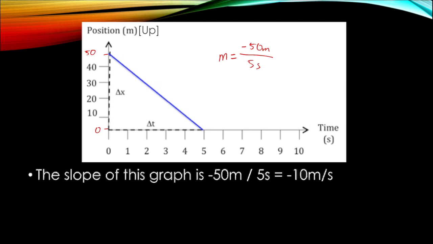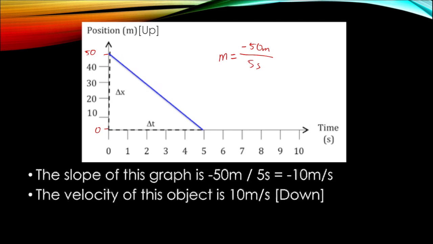Therefore, the speed of this object is minus 10 meters per second. Remember, a velocity is a vector, so we need a direction. So the velocity of this object is minus 10 meters per second up. Or, more simply put, 10 meters per second down.